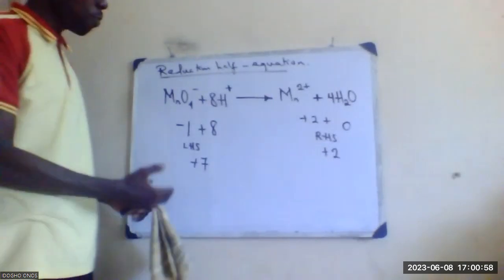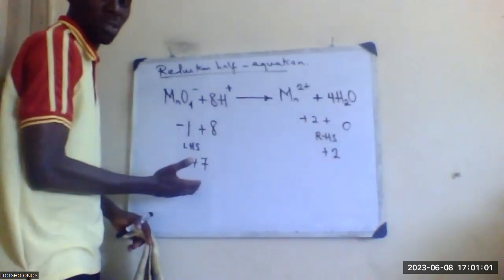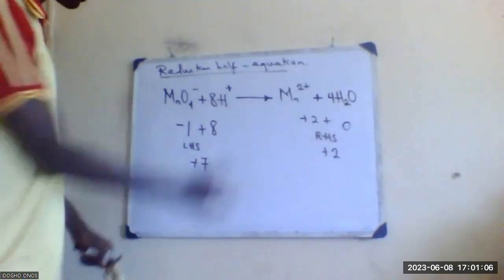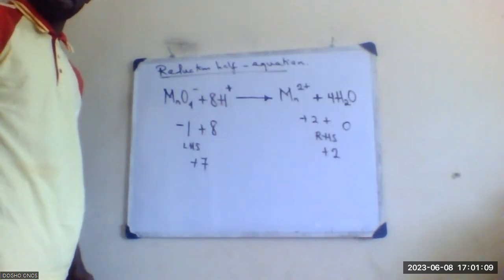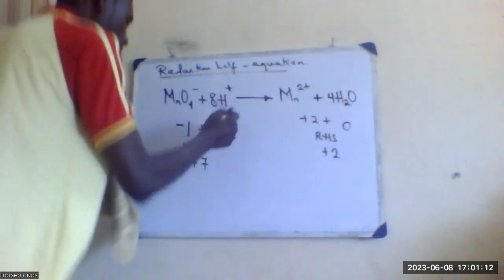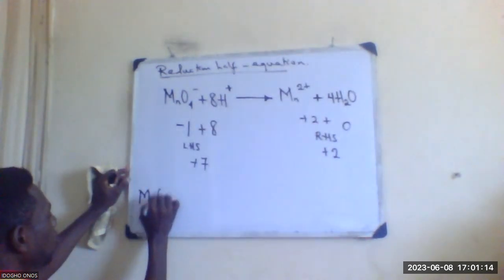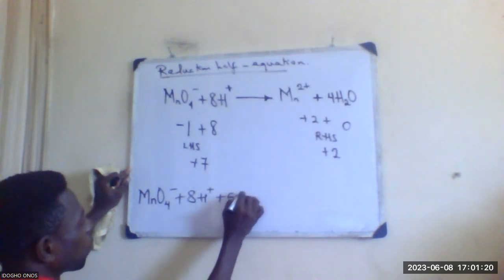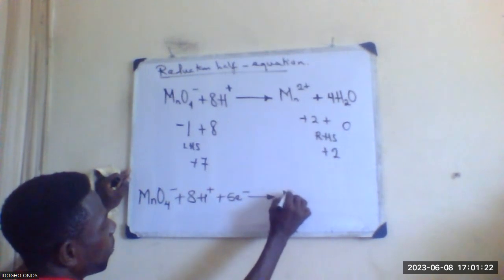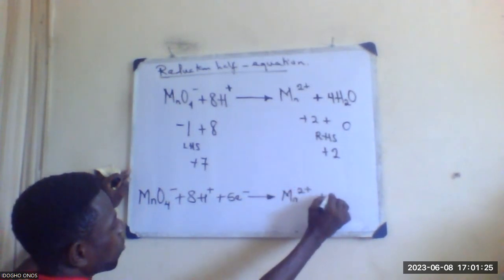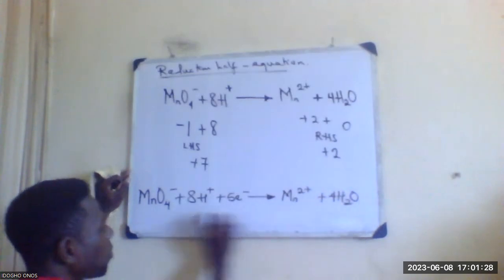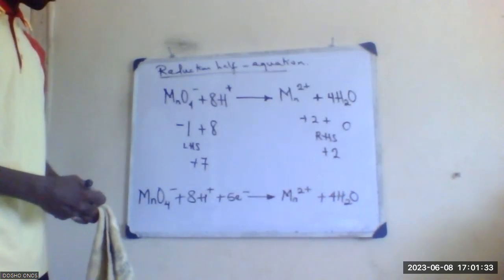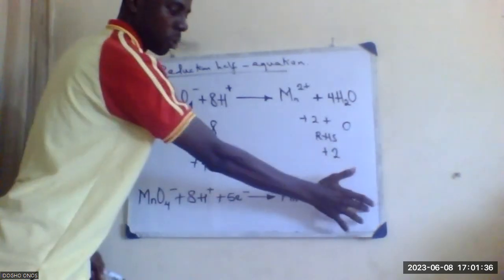So what I will do is I want to make sure that both of them have two charges. If you take away 2 from 7, I'm left with 5. So I will add 5 electrons to the left-hand side. So it now becomes MnO4 minus plus 8H plus plus 5 electrons gives me Mn2 plus plus 4H2O. So this is your balanced reduction half equation. You can call this one equation 3 if you care to.